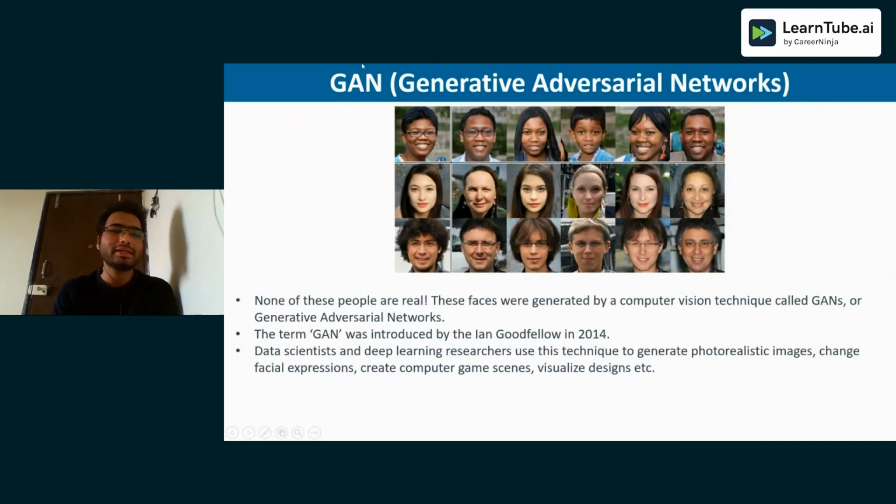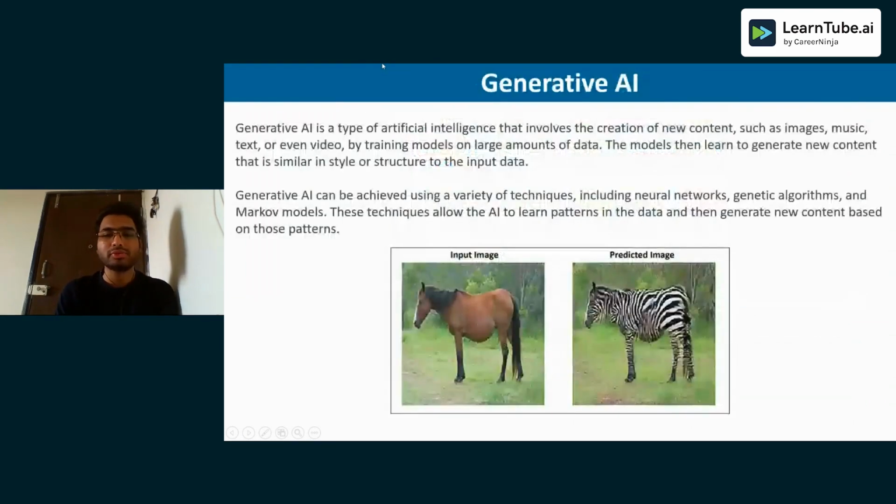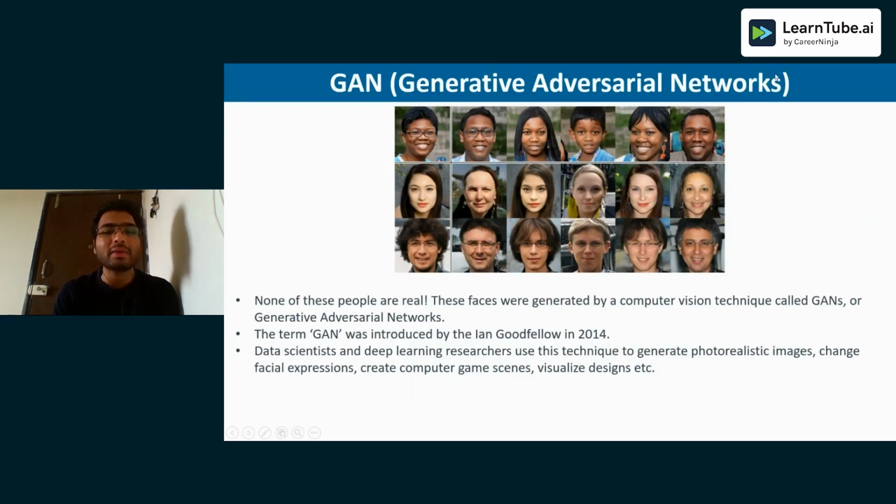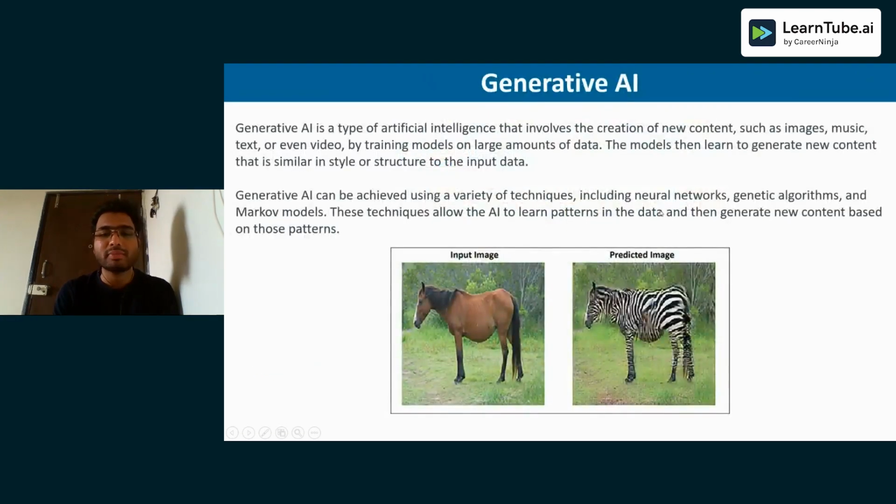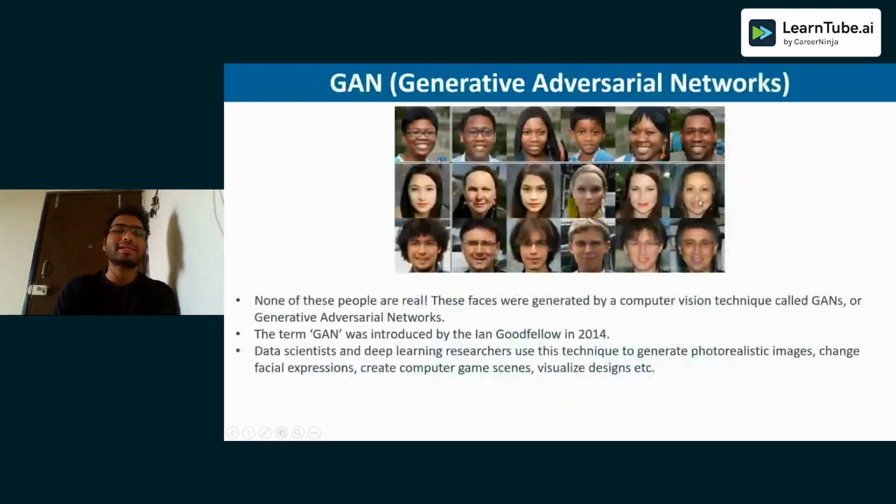As I said, we'll be using different techniques. It may be one of these, not all of them: either neural network, or genetic algorithm, or Markov model. So GAN is a type of neural network. We have just mentioned neural network here. GAN is a type of neural network which is quite specifically used for generation of content, not specific to image or video. GAN is used explicitly for generating content.